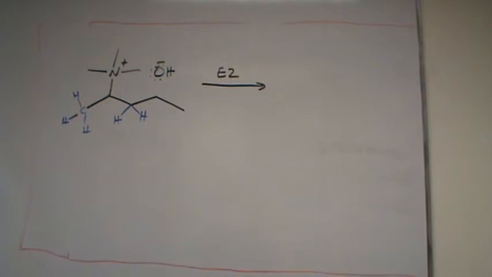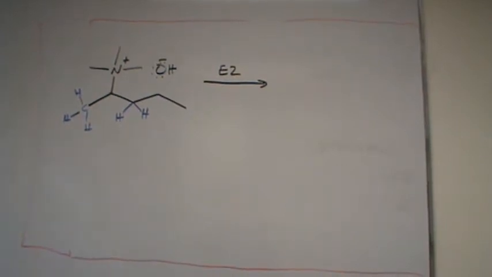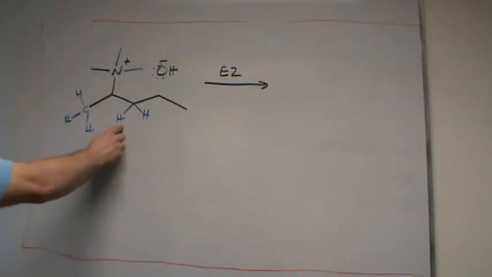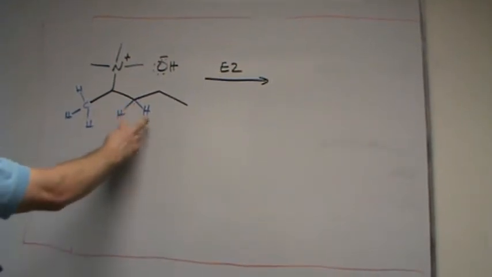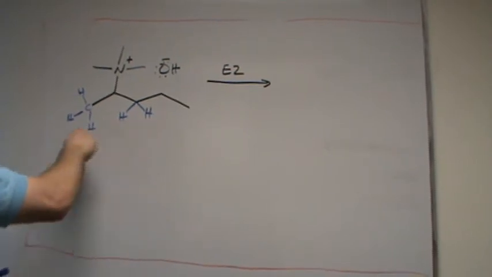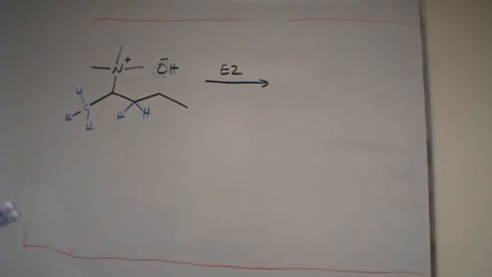Usually we try and form the most substituted, most stable double bond in an elimination reaction. Okay? Zaitsev rule. You deprotonate from the beta carbon that has the fewest amount of beta hydrogens, 2 here and 3 here. So you would think that we would deprotonate here.